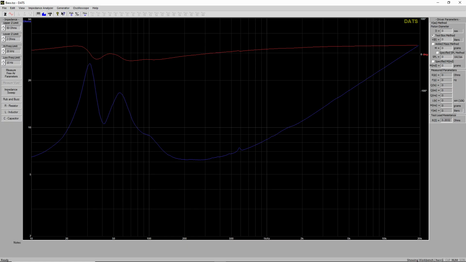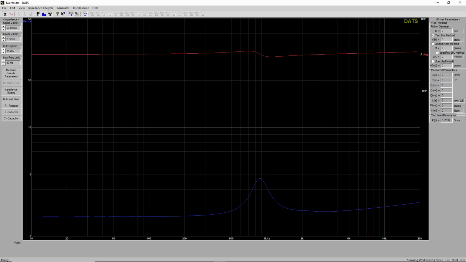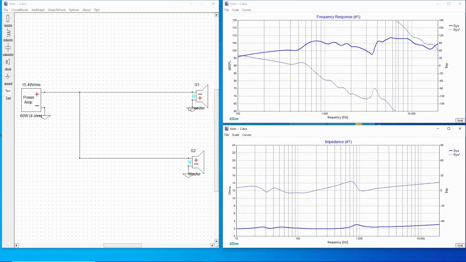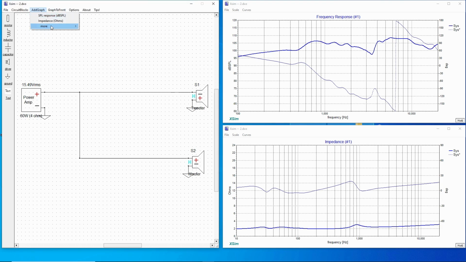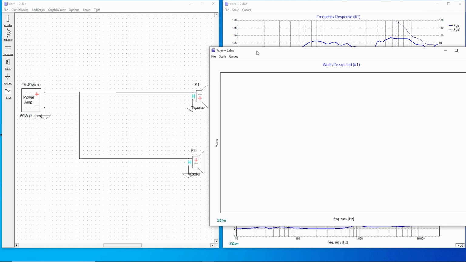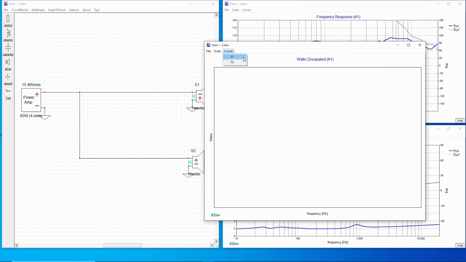We know that speakers don't have fixed resistance like a resistor. It varies with frequency. Bass impedance looks like this, and the tweeter looks like this. And let's input this in XSIM. So you can see we have the tweeter up top and the woofer at the bottom. They both have the frequency and the impedance graphs input, but we only need the impedance graph. So now let's add our power dissipation graph, like so, and add our two speakers.